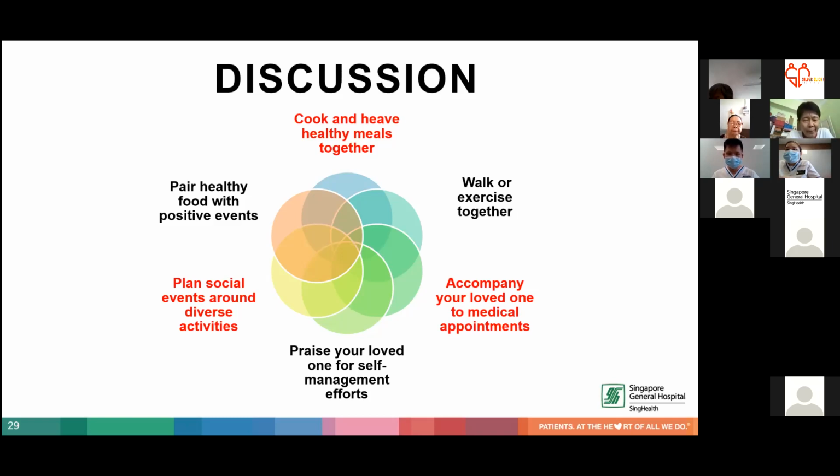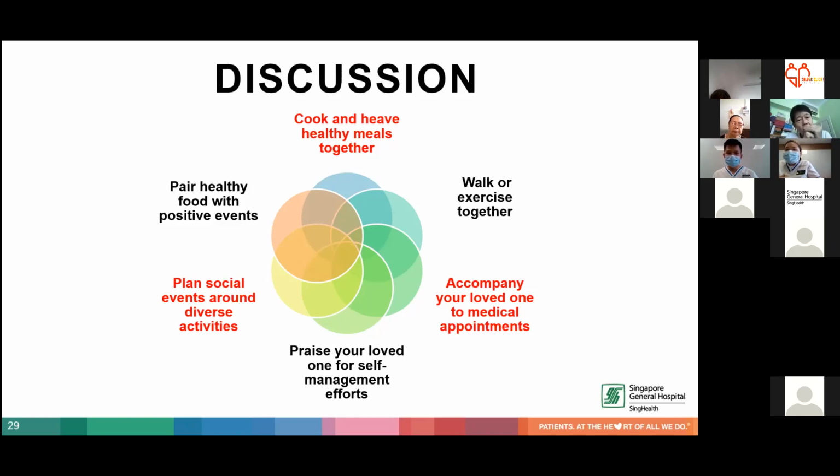And remember to give affirmation, and praise your loved ones for the self-management efforts that they have sustained. Probably they might have cut down on smoking, or cut down on drinking. Remember to give them positive reinforcement and encourage them further, to tell them that they are doing a good job. Also, you can plan social events around diverse activities. Maybe bring them to the park, bring them somewhere. This also brings about bonding as well.